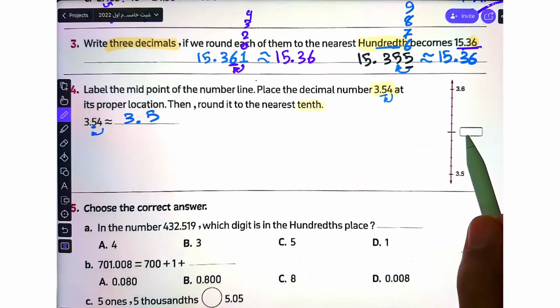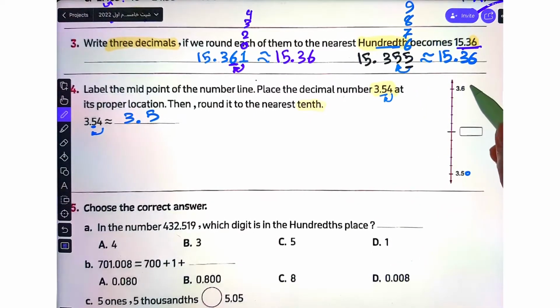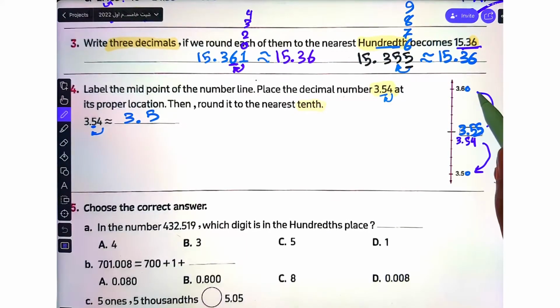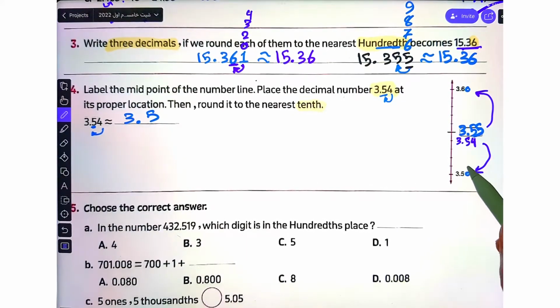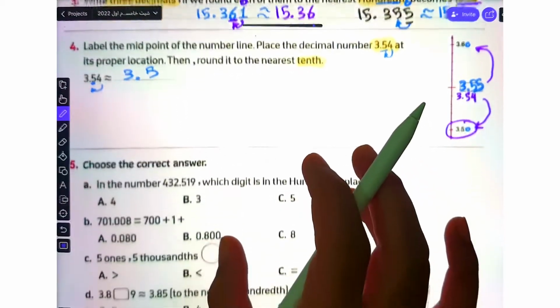How to put this on the number line will be between 3.50 and 3.60. Between 50 and 60 will be 3.55. He said 3.54, which is before 3.55. So it will be close to 3.50. Yeah, it will be close to 3.50 or 3.5. Let's move to question number 5.